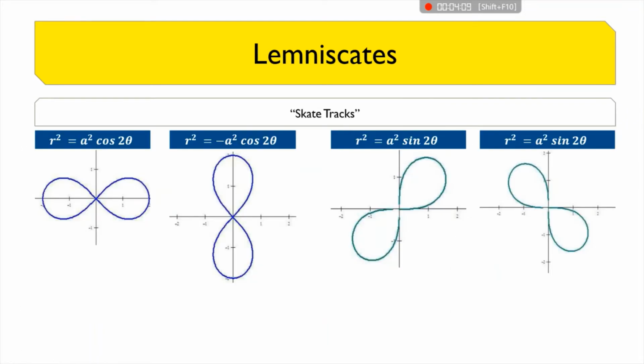Okay, next shape. Lemniscates. I think of these as skate tracks or race tracks. There's no special vocabulary with them, but if they do tell you that your shape is a lemniscate, then you know that you've got this kind of figure 8 shape going on.